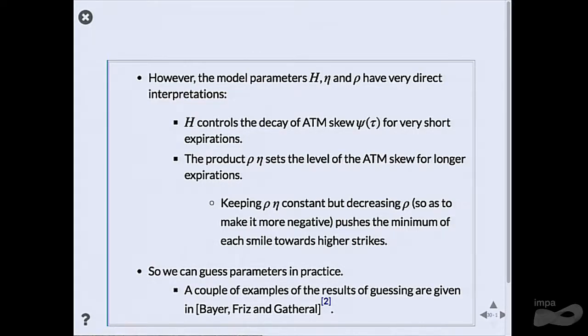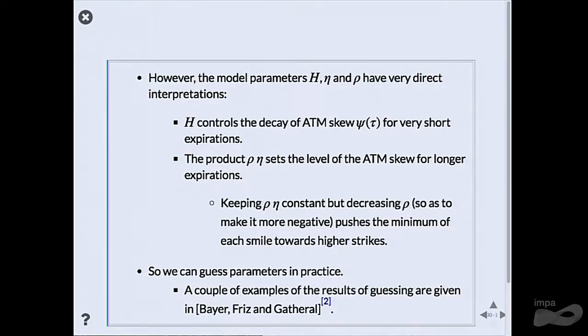In this case, the parameters have very direct interpretations. H controls the decay of at-the-money skew, as we saw before. It generates the power law term structure of at-the-money skew. So what you do is you take the empirical at-the-money skew, you draw it on a log-log plot, and estimate H. If you're going to be much more sophisticated, as I'll show you later in the lecture, one can take the term structure of VIX futures and estimate H from there.